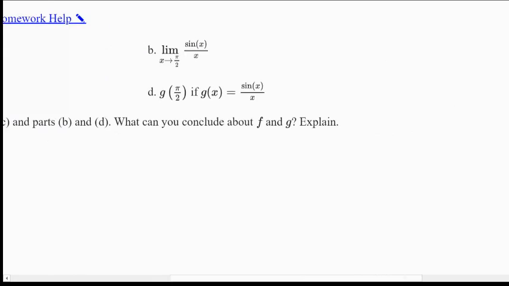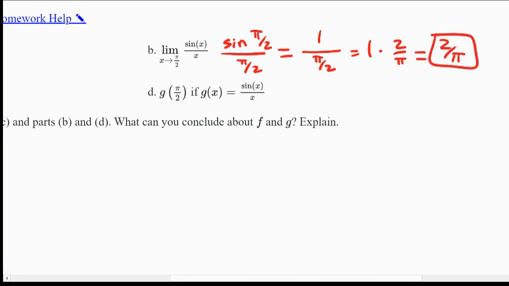Same for b, we have the limit as x approaches pi over 2. We're going to try plugging that in to see if we get a real number, and if we don't, we have some other things that we can try after that. In this one, we get sine of pi over 2 over pi over 2. Sine of pi over 2 is the same thing as sine of 90 degrees, which just means we get 1, because that's the y value at pi over 2 radians, or 90 degrees. Then 1 divided by pi over 2 is the same thing as 1 times the reciprocal, 2 over pi. And so our limit is just equal to 2 over pi.